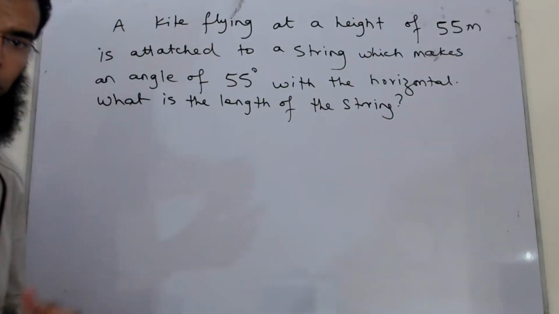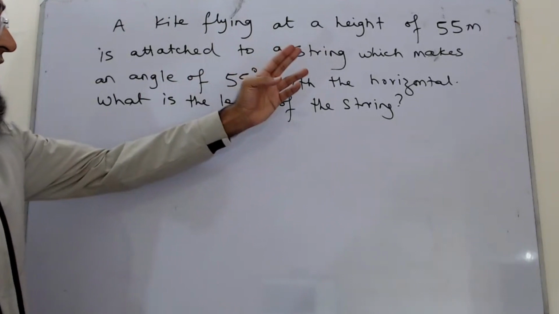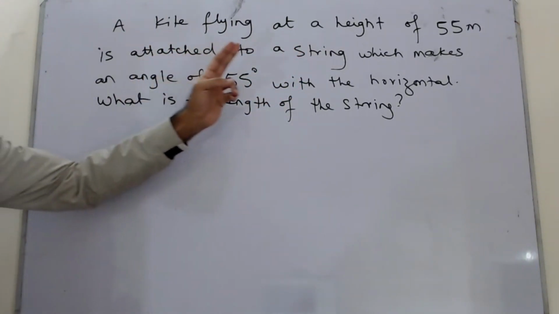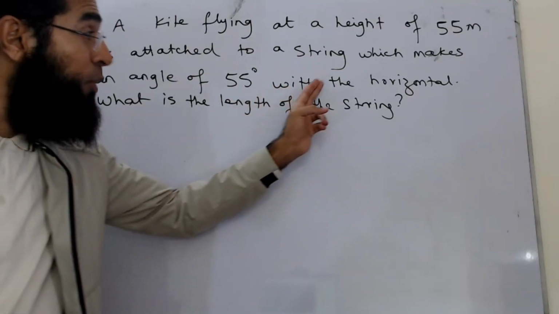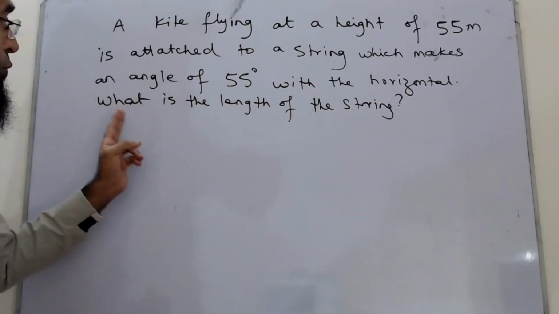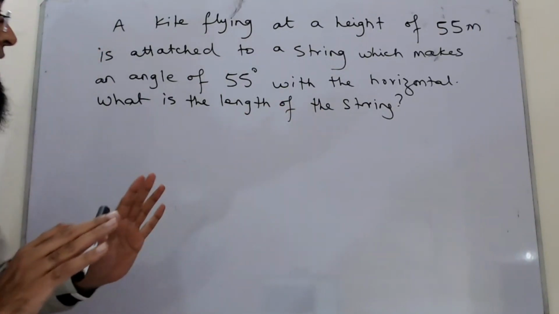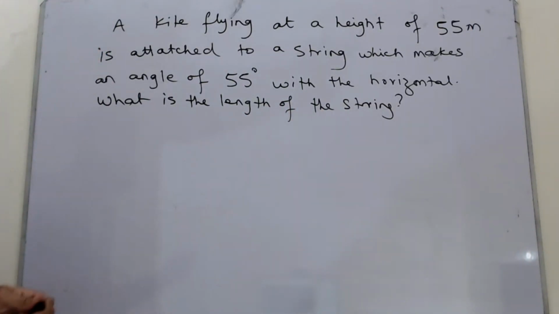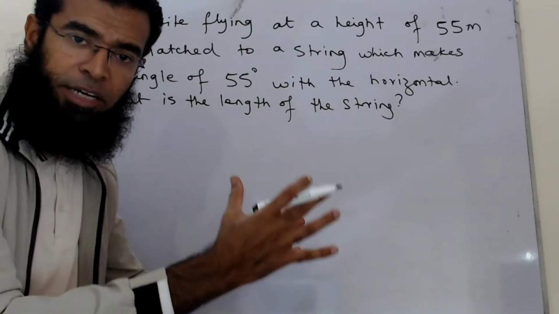Let's look into this question. A kite flying at a height of 55 meters is attached to a string which makes an angle of 55 degrees with the horizontal. What is the length of the string? Right? So a very straightforward question. So let's try to make a figure out of this.